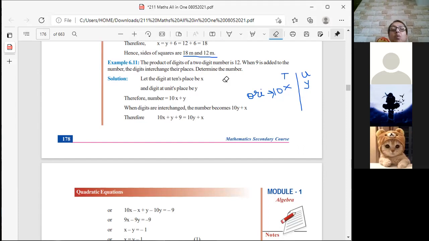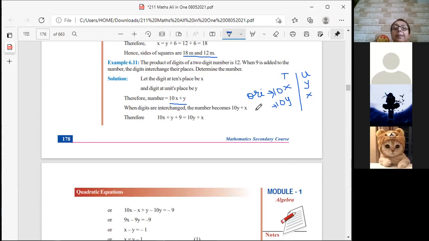So my original number becomes 10x plus y. Now they say when the digits are interchanged. Now when the digits are interchanged, what is going to happen? Y is going to come here, x is going to go there. What is the interchanged number going to be? 10y plus x. Am I right? Yes, beta.